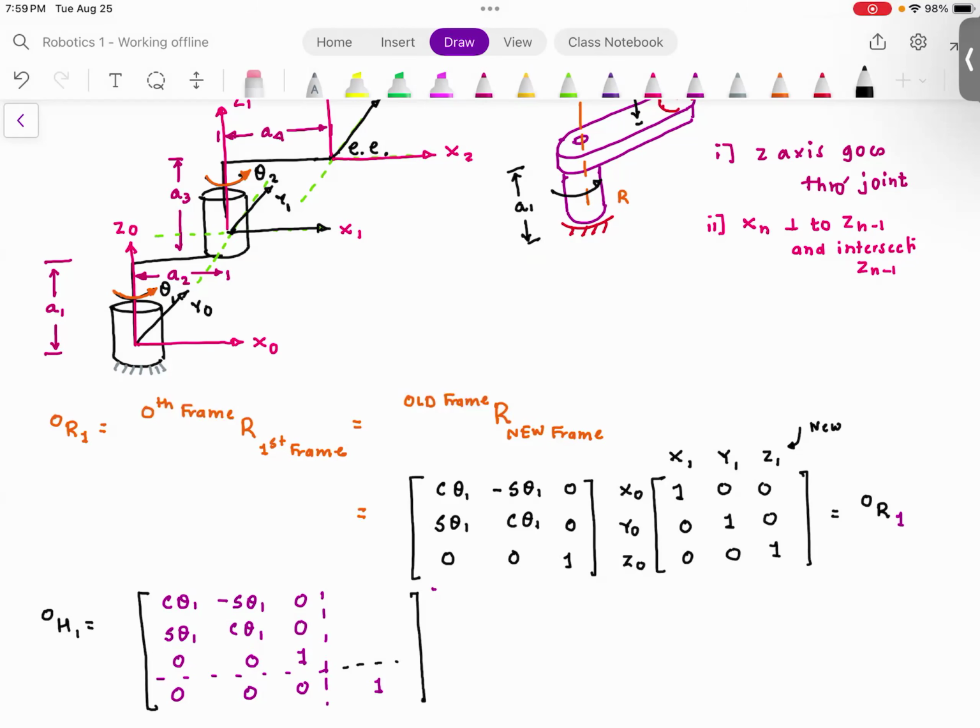Wherever you are writing the translation would be in the old reference frame, which means this would be the X translation in X0 reference frame. So this guy is going to be X translation in X0 frame. This is Y translation in Y0 frame. And this is Z translation in Z0 frame.